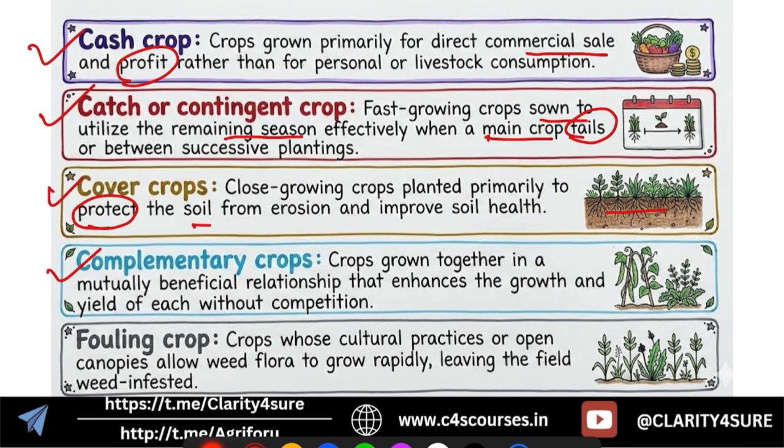Then next is the complementary crop. They are going to complement each other, right? They are mutually beneficial to each other and it is going to enhance the growth and yield of both the crops without any competition, right? Next is the fouling crop. This is the reversal of the smother crop. Smother crops suppress the weed, but fouling crops promote the weed due to the nature of their growth, right? The crops whose cultural practices or open canopies allow weed flora to grow rapidly, leaving the field weed infested. It is primarily seen in upland paddy.